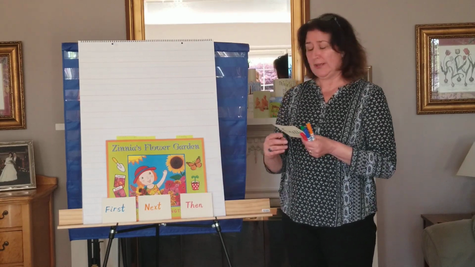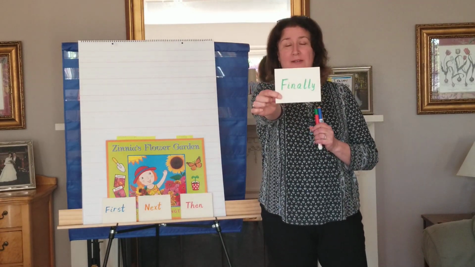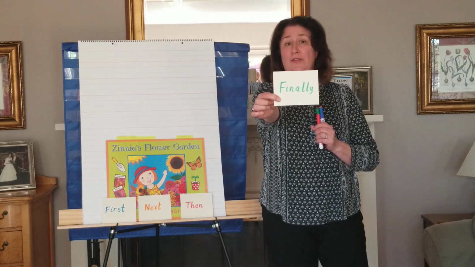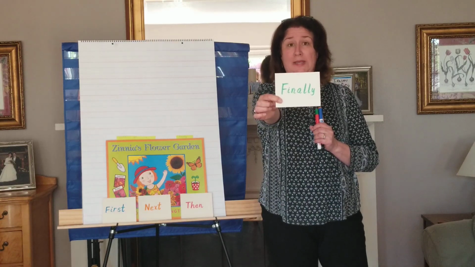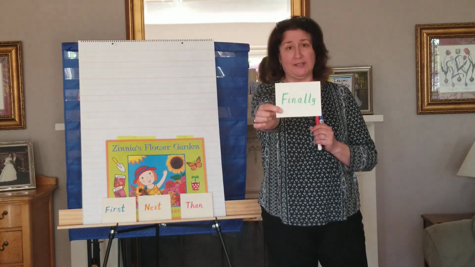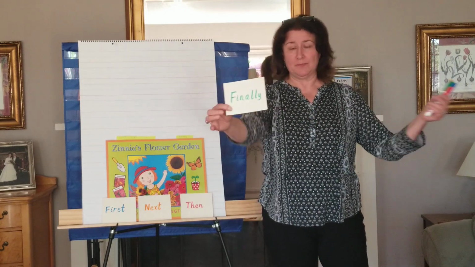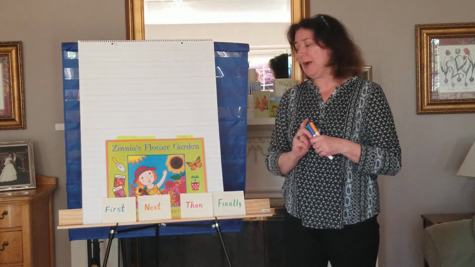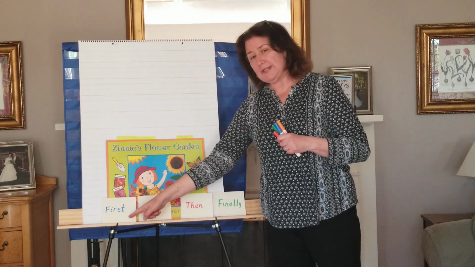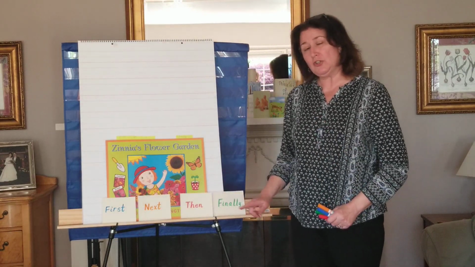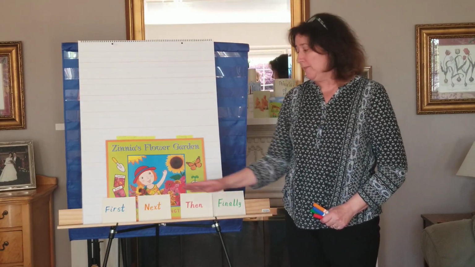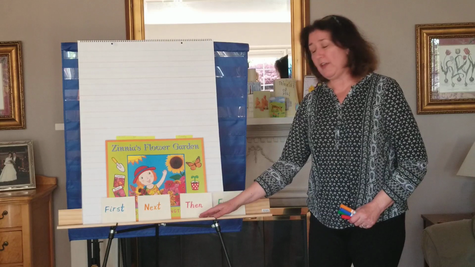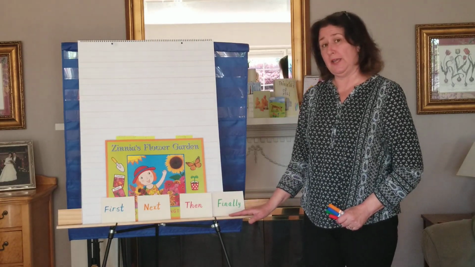And our last transition word is finally. Finally is a word that gives us a clue that the story is wrapping up. Okay, it's going to come to the end. Finally, what happens? So, we're going to just go back and think about Zinnia's Flower Garden, and we're going to use these transition words to do a little bit of writing about the story. The transition words are first, next, then, finally. Okay?